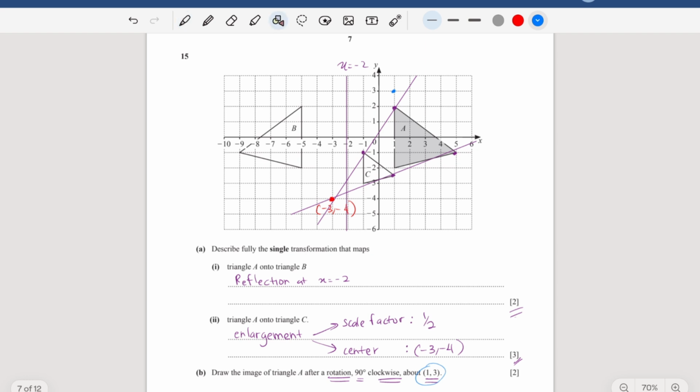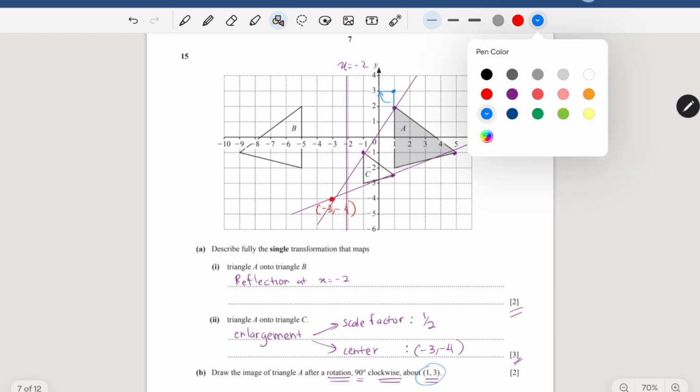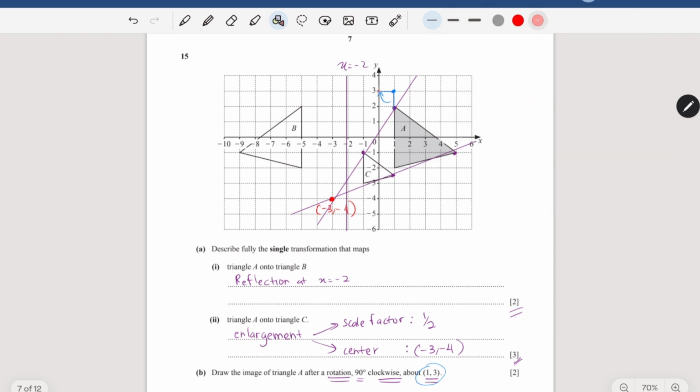Before you find your image, we need to draw a line connecting one point from triangle A to the center of rotation. Draw a straight line. Now you know that the rotation is 90° clockwise. Clockwise means it should move like this, right? Because it is 90°, it will end up over here. So your first point for your image after the rotation is at 0, 3. It's over here, 0, 3. This is your first point.